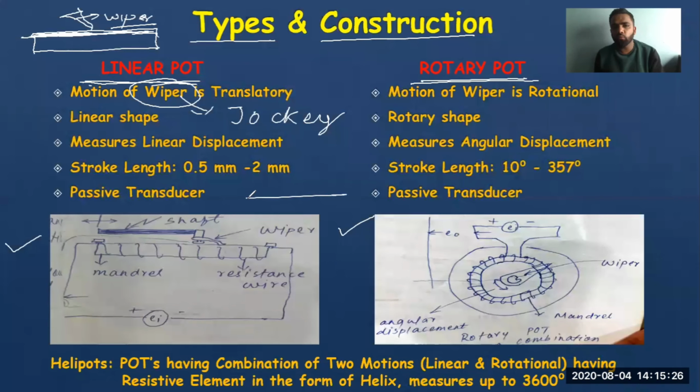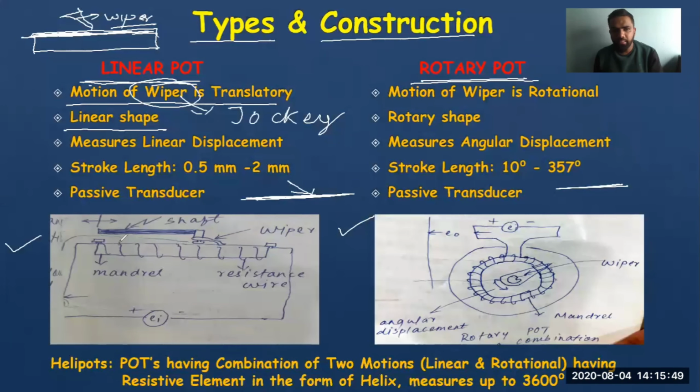It moves along this wire linearly. The wiper moves along this wire linearly. That is why we are saying the motion of the wiper is translatory. Next, since it is moving in a translation motion, in a linear motion, the shape of this wire system will also be linear. The wire will be linearly placed.